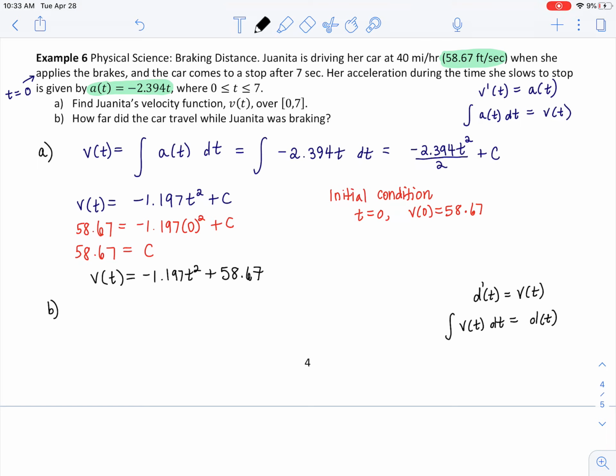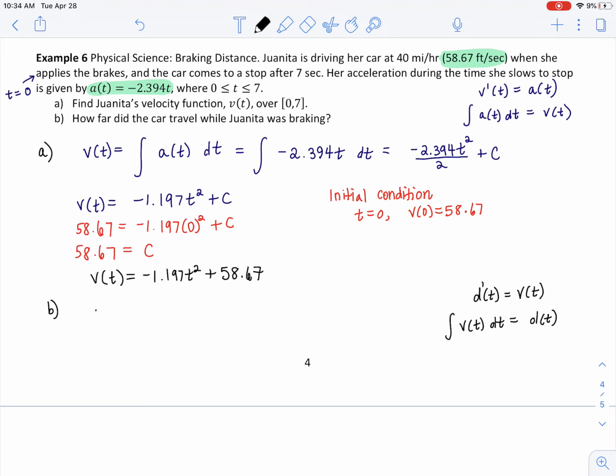So guess what? They're asking for how far did the car travel. They're asking you to find the distance. So we are going to now have to find the distance. So let's take a look. How far did the car travel while Juanita was braking? She was braking. She was stopping for what? 7 seconds, right? The car comes to a stop after 7 seconds. So she was traveling for that 7 seconds. So what we want to find is the distance she covered from t equals 0 to t equals 7.